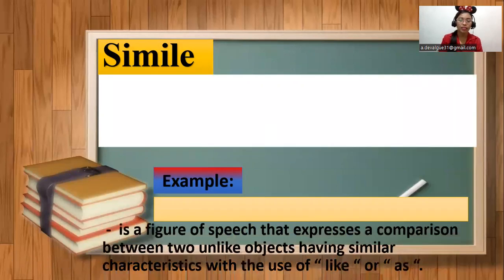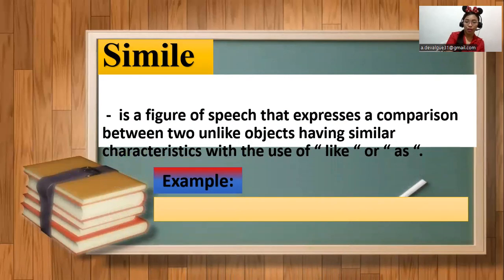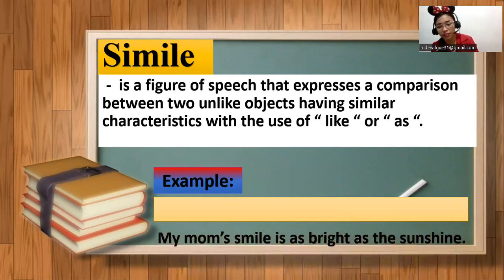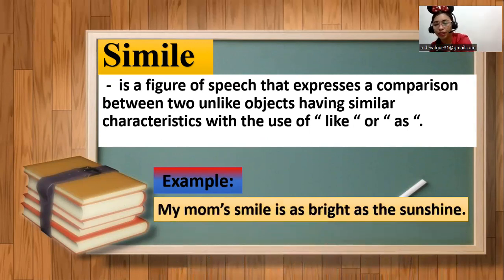Now, when you say simile, it is a figure of speech that expresses a comparison between two unlike objects having similar characteristics with the use of like or as. So in short, when you say simile, it compares two different things. It's just that it uses like or as. For example, my mom's smile is as bright as the sunshine. So here it is an example of simile because it compares two different things, my mom's smile and the sunshine.